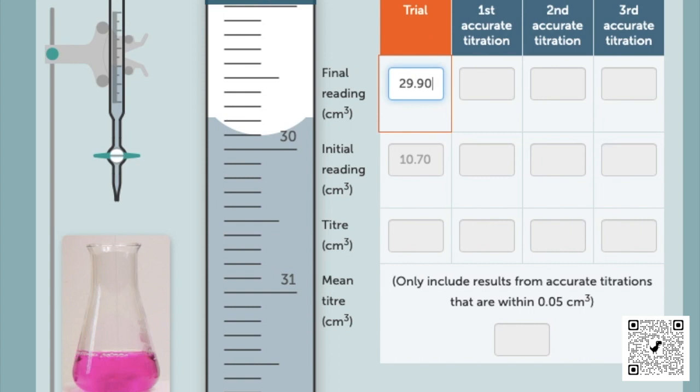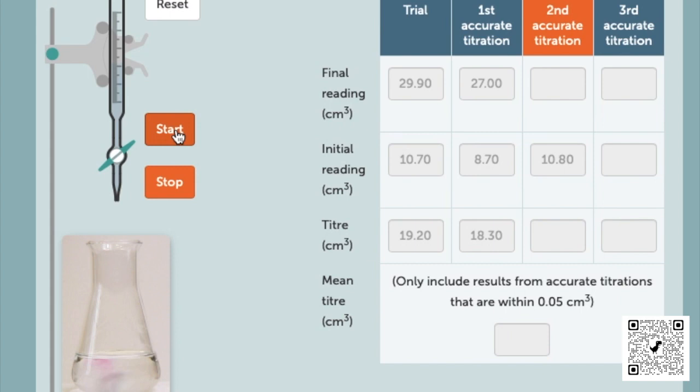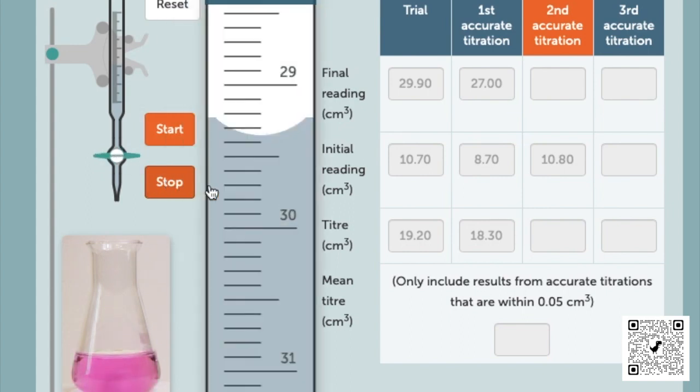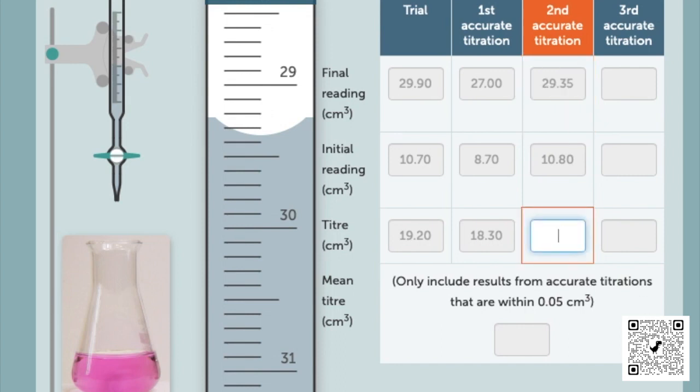You need to calculate the volume added by subtracting the initial volume from the final volume. You should perform the first and second accurate titration. After that, calculate the volume added. Decide if you need to run another titration. If the volumes added in the first and second accurate titration are not within plus or minus 0.05 ml, you will need to perform a further titration.